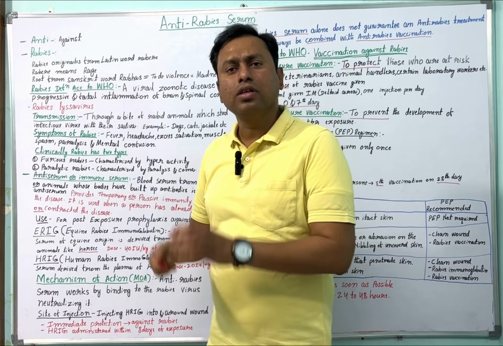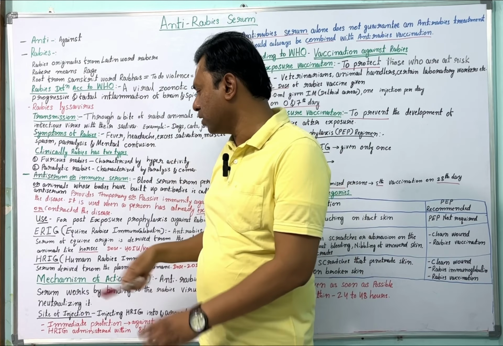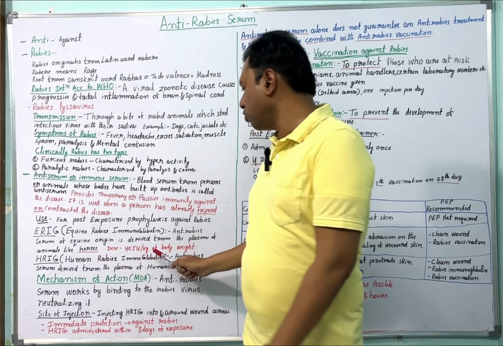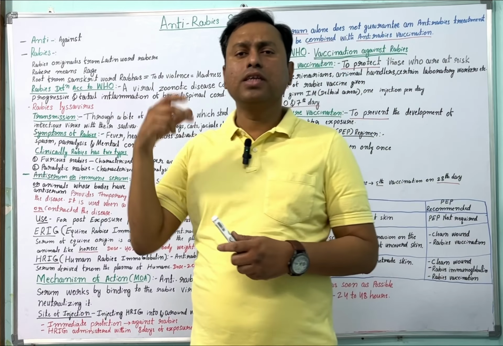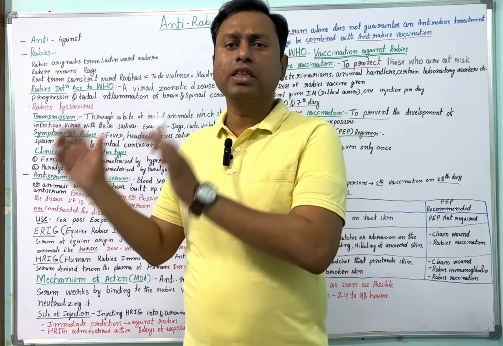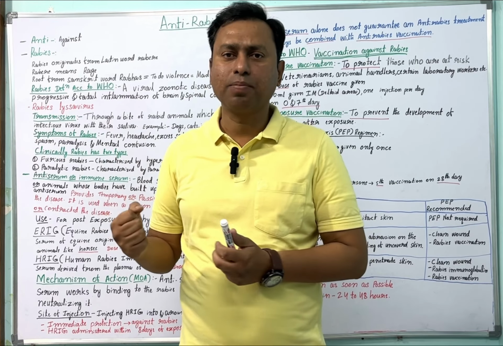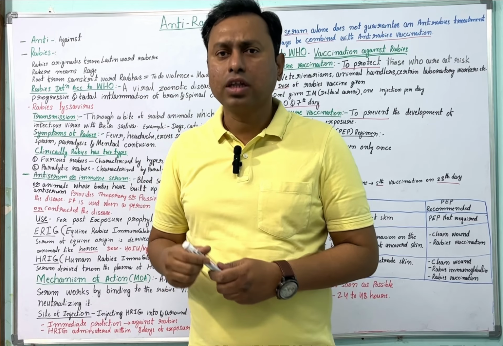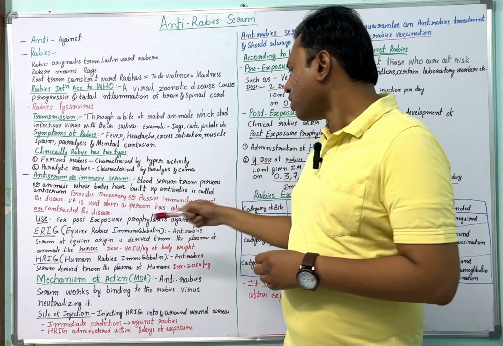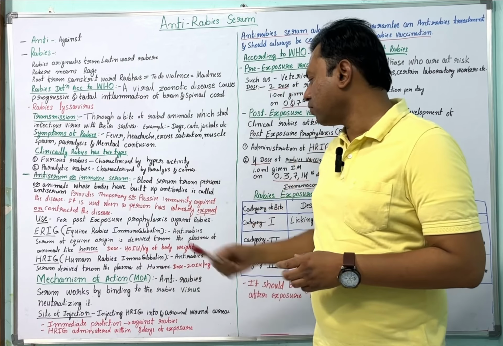For the second one, we inject the same antigen into human beings, and the antibodies are produced in the human beings. This is called HRIG, H for human rabies immunoglobulin. It means we inject the rabies antigen into human beings, and after a few days antibodies are produced. We separate out that serum and inject it into dog bite patients. Here the antibody serum is derived from the plasma of human beings.